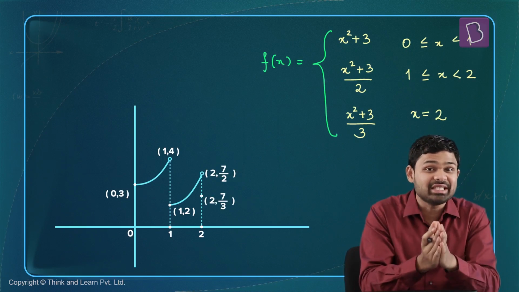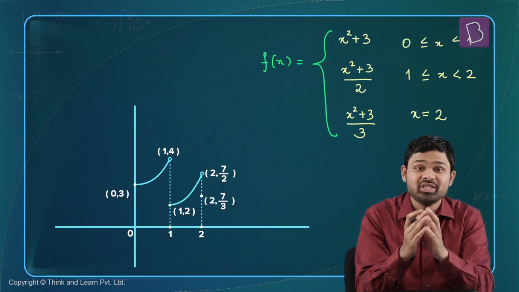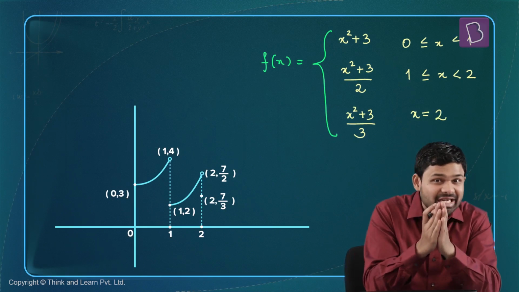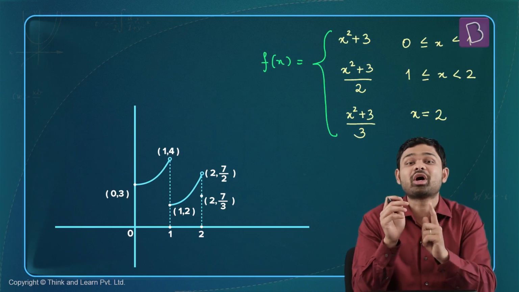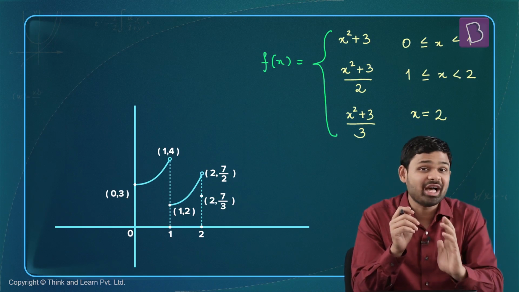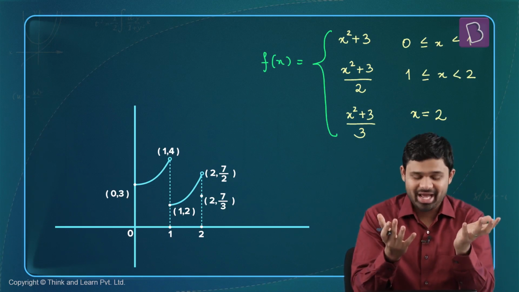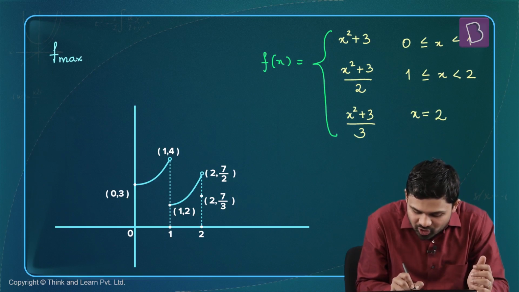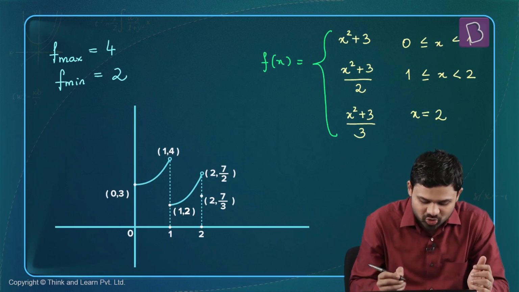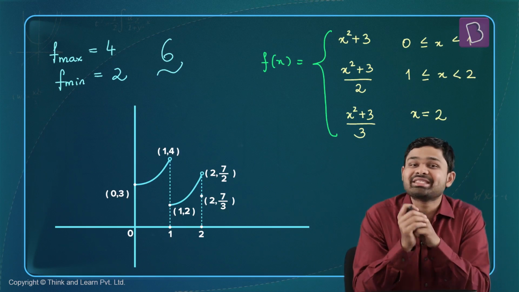They are strictly increasing functions in their subdomains, but the functions are not continuous at points 1 and 2. So the maximum value in a particular subdomain will occur at its end point. The minimum value will also occur at its lower end point in each subdomain. So that's what I have evaluated, and I find out that the value of f max is equal to 4 and the value of f min equal to 2. So the answer to this question is 4 plus 2, which is 6. So the correct answer to this question is 6.